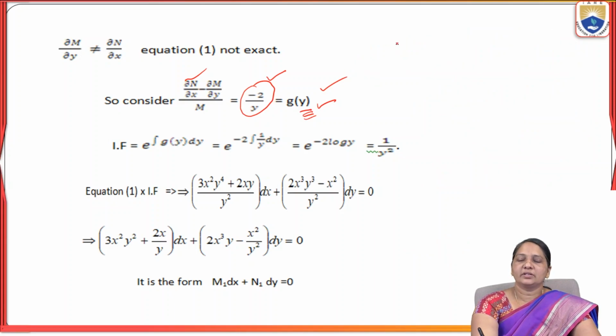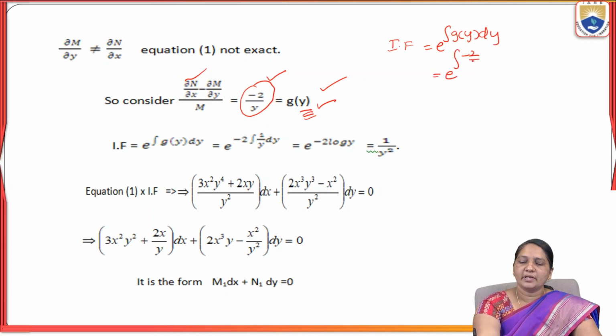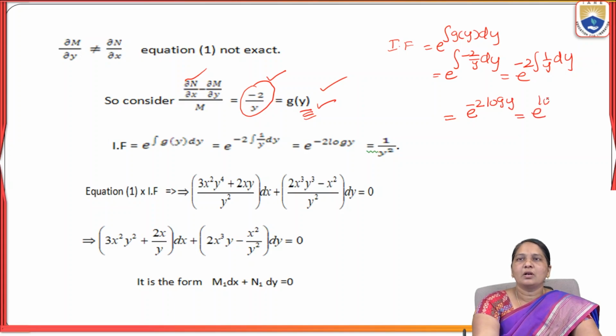After calculating this value, we calculate the integrating factor, that is e power integral g of y dy. What is the g of y value? e power integral minus 2 by y dy. Here minus 2 is the constant, integral 1 by y dy. The integral of 1 by y is log y. So e power minus 2 log y equals e power log y power minus 2. That means this value is 1 by y square. So we got the integrating factor as 1 by y square.